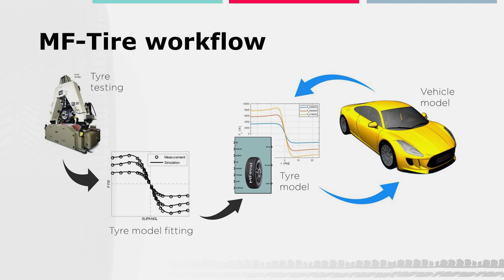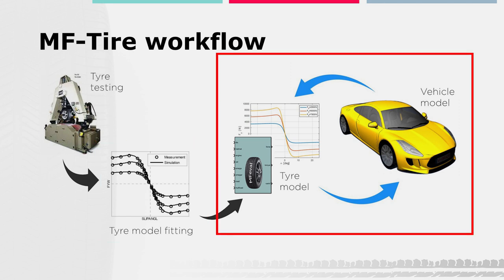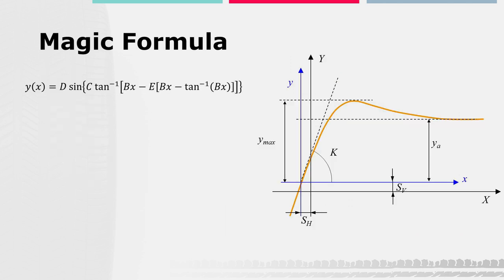To correctly tune the model, a precise workflow must be followed. First, the tire is tested on dedicated machines. Then it is fitted to obtain the MF parameters. Finally, the model is used, coupled with a vehicle model, to simulate the vehicle dynamics. The basic expression of the Magic Formula is reported here. Capital X is the input, longitudinal or lateral slip. Capital Y is the output, longitudinal or lateral force.